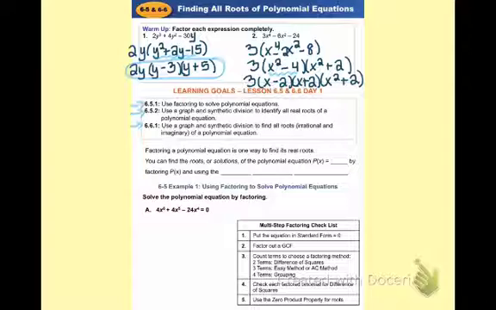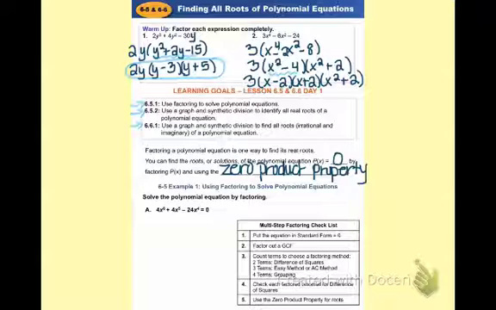So we're going to even move out of the real root realm and look at irrational ones and imaginary solutions. Factoring a polynomial equation is one way to find its real zeros or real roots. You can find the roots or solutions of a polynomial equation p of x equals 0 by factoring p of x and using the zero product property. So let's real quick look at our multi-step factoring checklist.